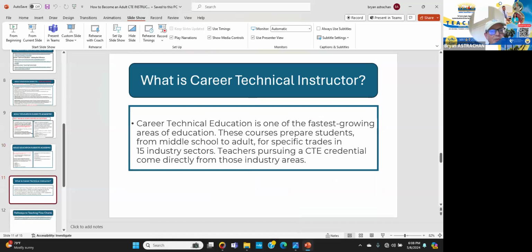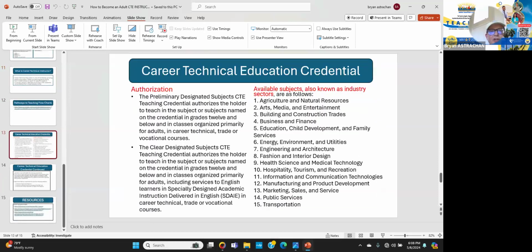So I think somebody was asking the difference between an adult education credential and an adult ed credential. So on the screen, you can see that the career technical education credential, it says the primary, or what we call preliminary designated subjects. So the question is, preliminary means it's the first one that you get. And if you receive a preliminary designated subjects CTE credential, there's going to be some things that you have to do to clear that credential.